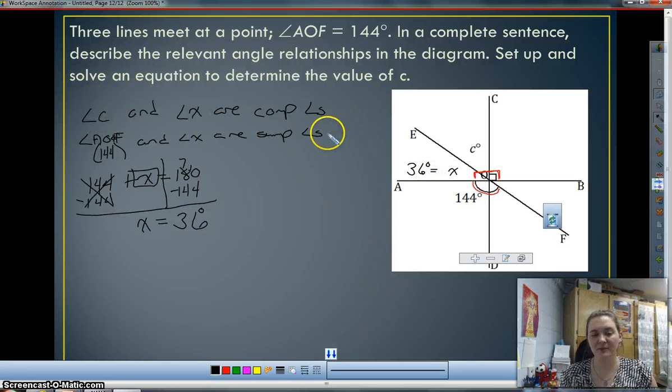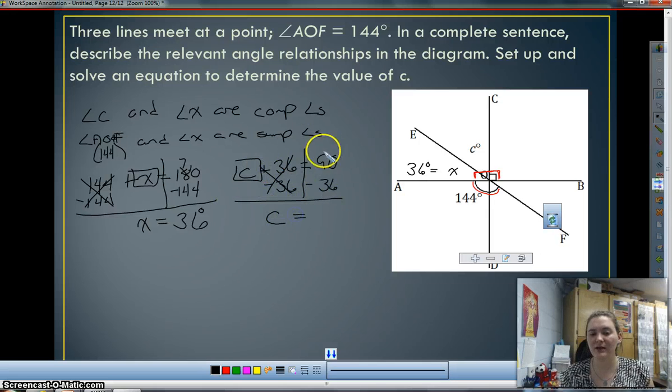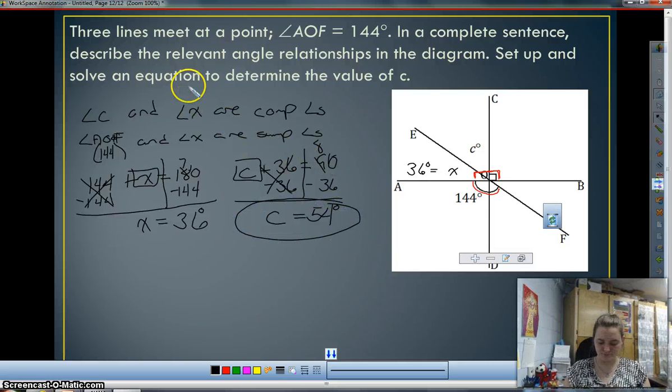C and X are complementary, so that means C plus X, which is 36, equals 90. We want to keep our C, so subtract 36 from both sides. Inverse cancels out. C is now equal to, borrow and subtract, and you have 54 degrees. There is your missing angle.